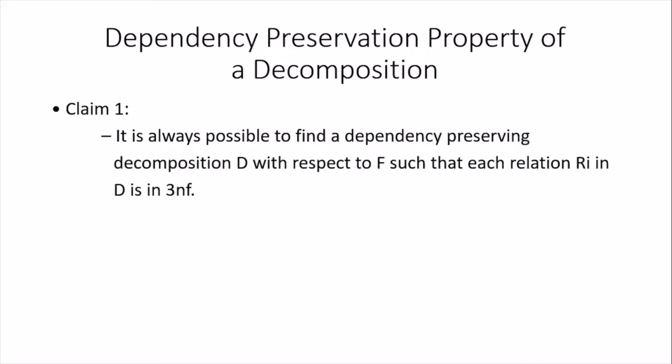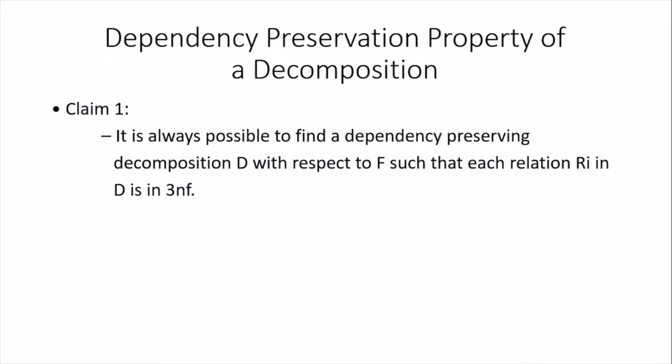But when you go for BCNF, most of the cases you cannot preserve dependency in the relations. So one claim you can make is that it is always possible to find a dependency preserving decomposition D with respect to F such that each relation Ri is in 3NF. So you can guarantee that your relation will be in 3NF even though you perform this decomposition.